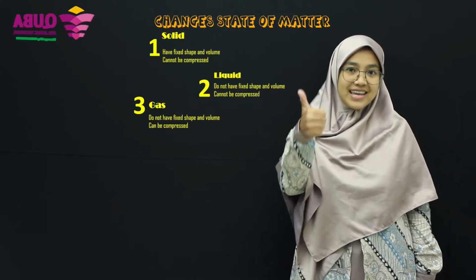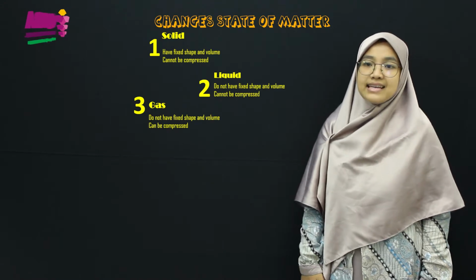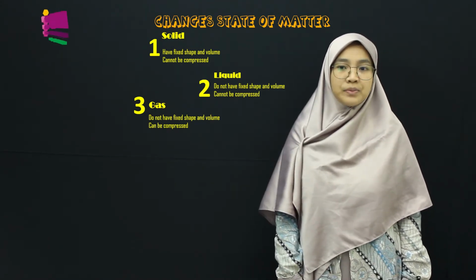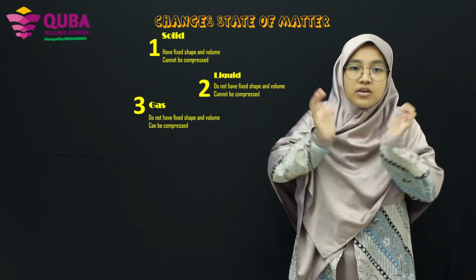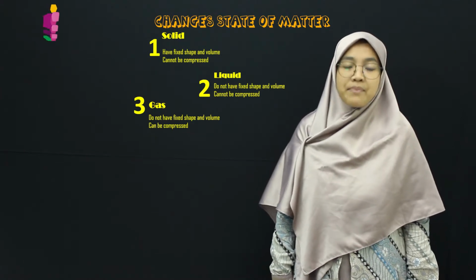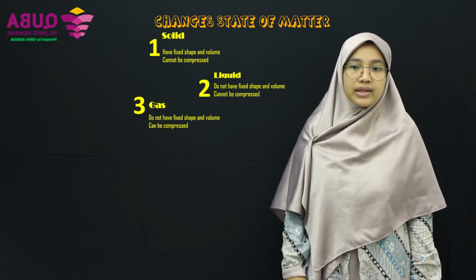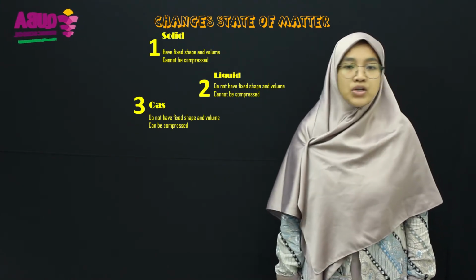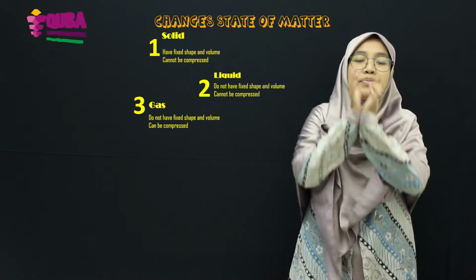Okay, before we continue to the next material, I want to share the characteristics of solid, liquid, and gas. For solid, the characteristic is that it has a fixed shape and volume, and it cannot be compressed. So if you have a solid, you cannot compress it. The second, liquid does not have a fixed shape but has a fixed volume, and you cannot compress a liquid. The third, gas does not have a fixed shape or volume, but you can compress the gas.